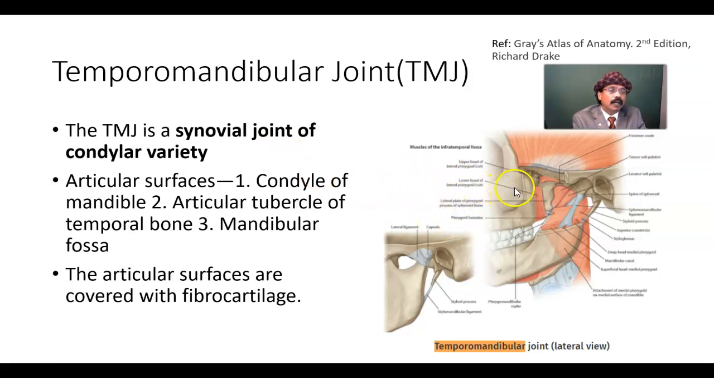So again, articular surface here. We have to find out the articular surface. This is the articular tubercle here. This part is the mandibular fossa here, and underneath the capsule we have the condyle of the mandible, that is the head of the mandible.